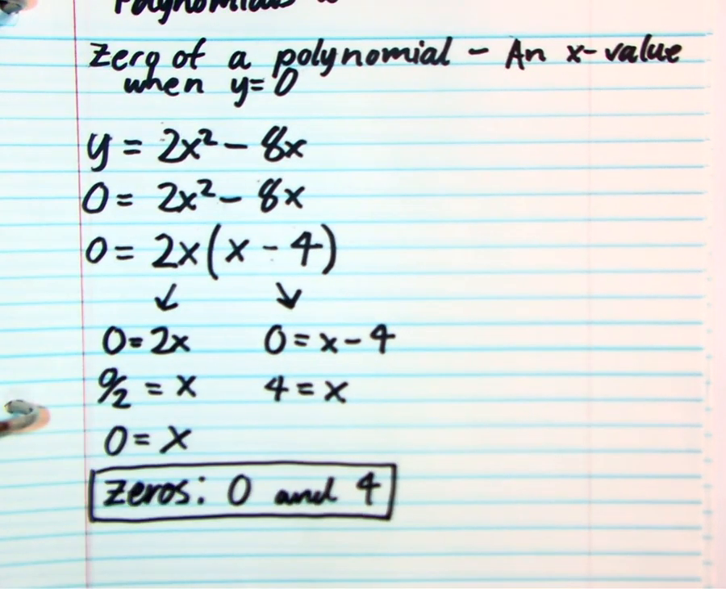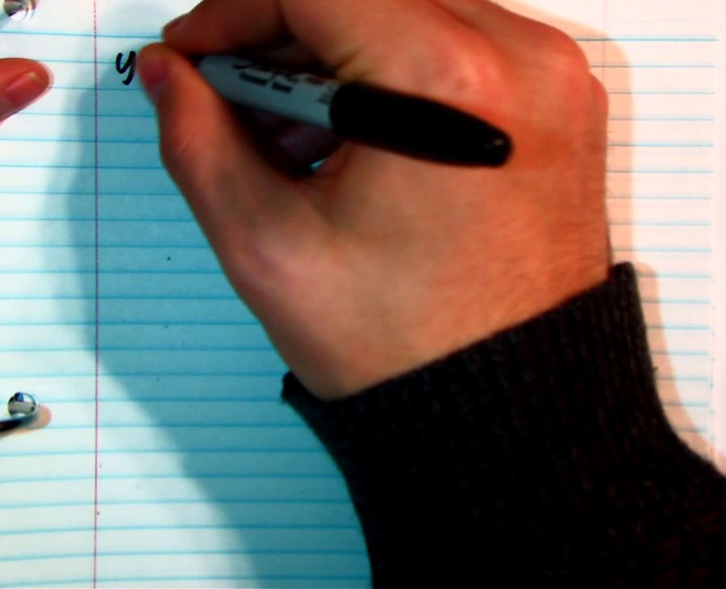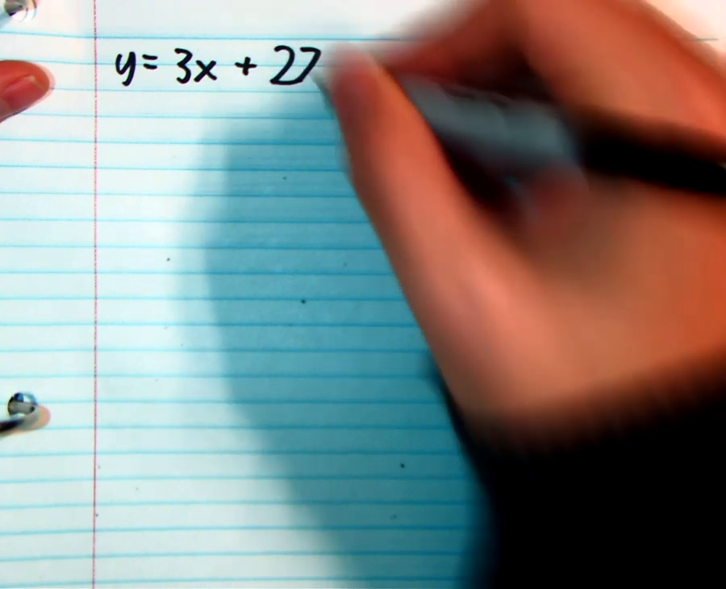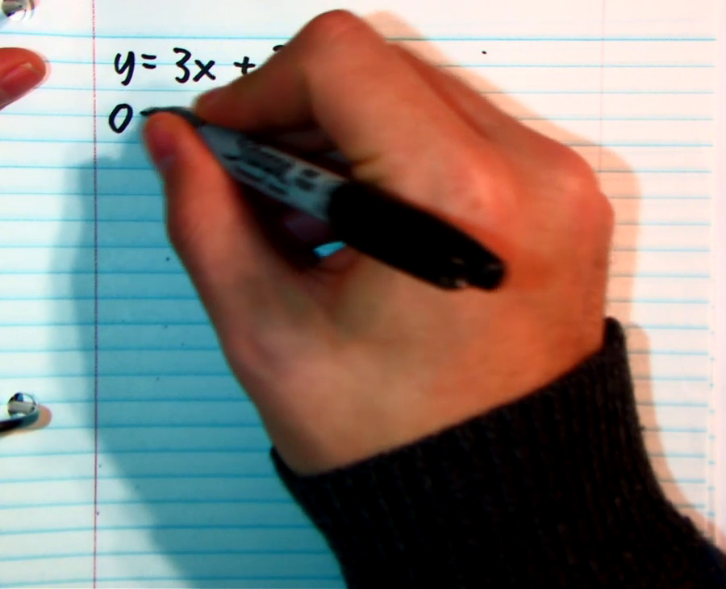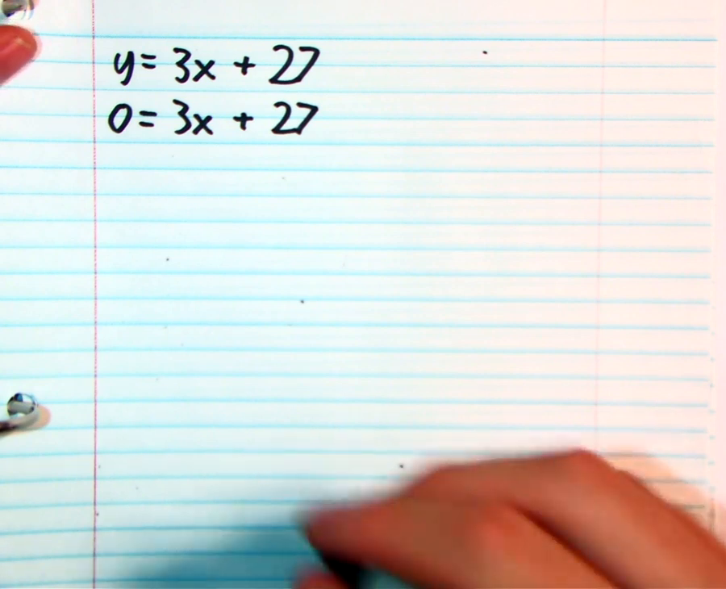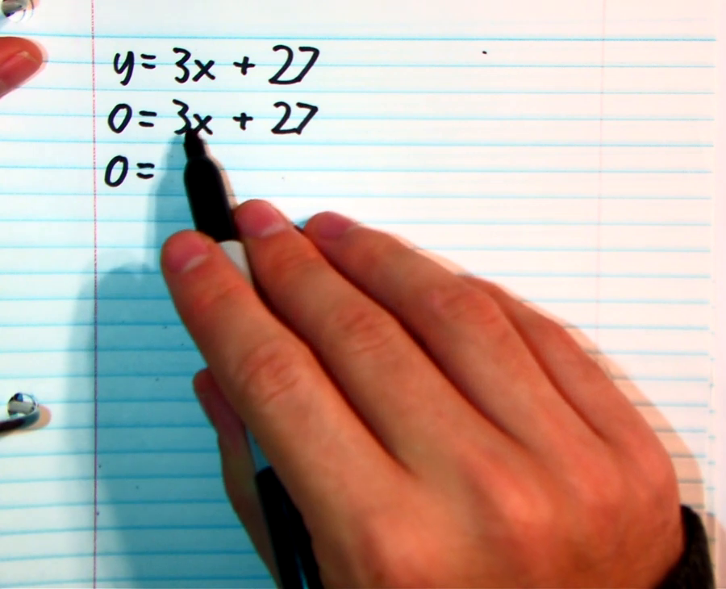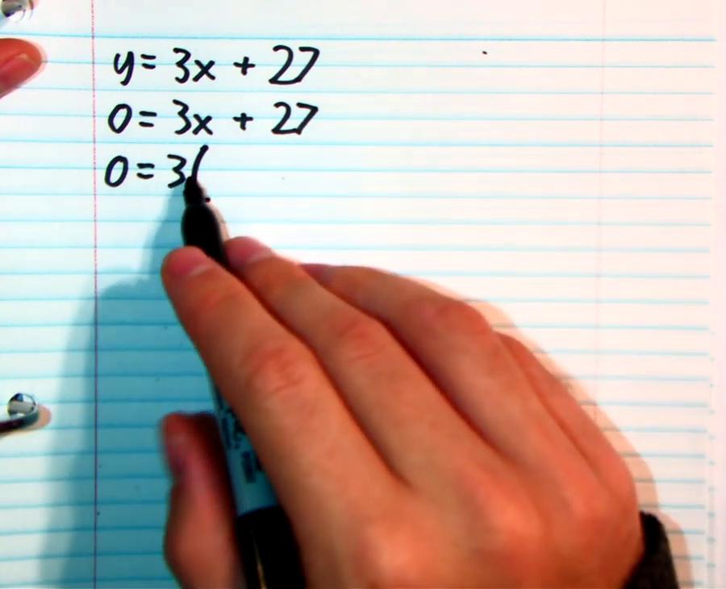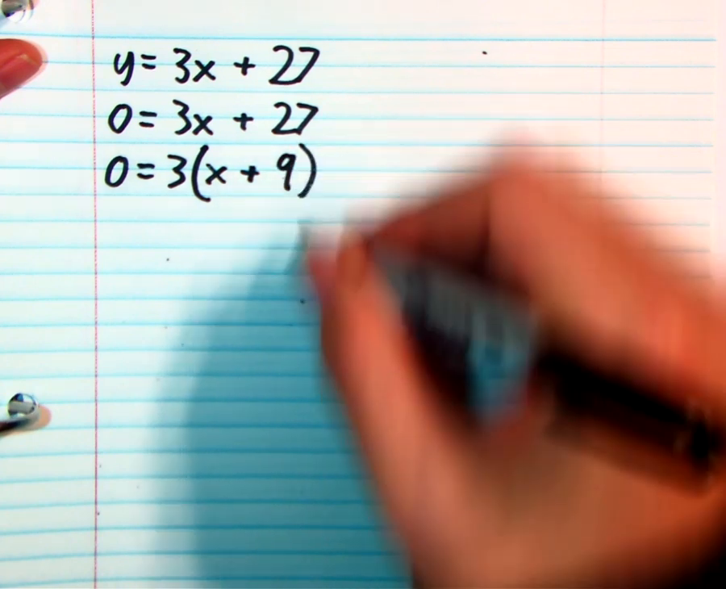Great. Let's look at another example. Let's do y is equal to 3x plus 27. So if I want to find the zeros of this polynomial, I'm going to set y equal to 0, and then I'm going to factor. Is there a greatest common factor? Can anything divide evenly into 3 and 27? Yes, 3 can. And if I divide 3 out of 3x plus 27, I'm going to get x plus 9 as the other factor.